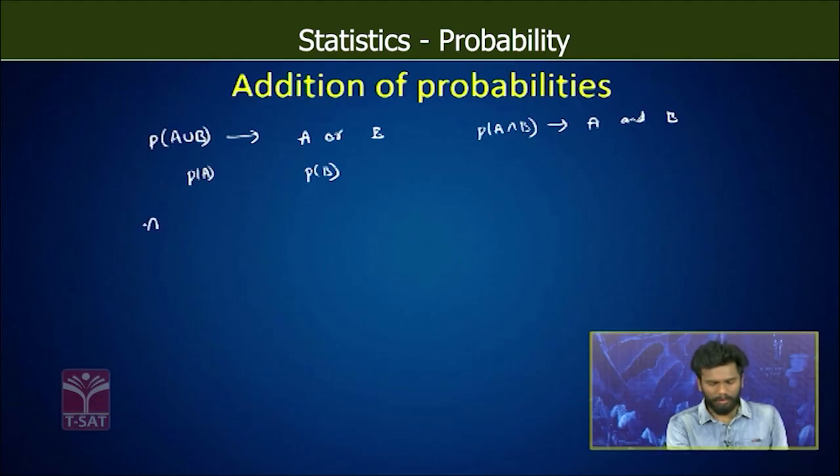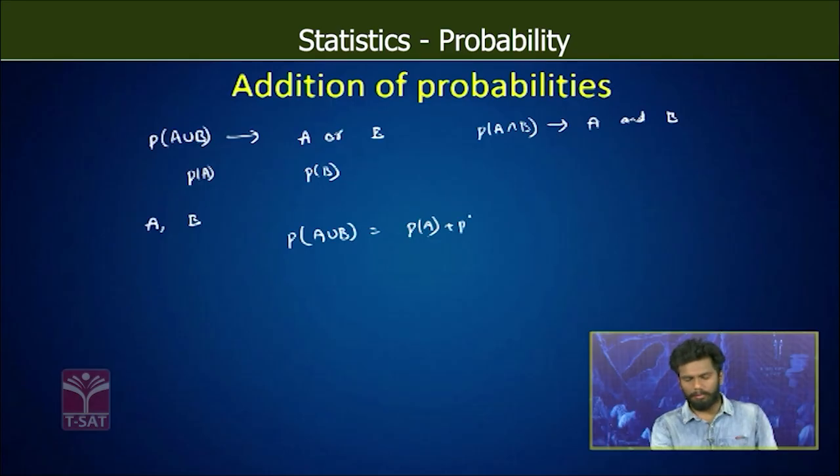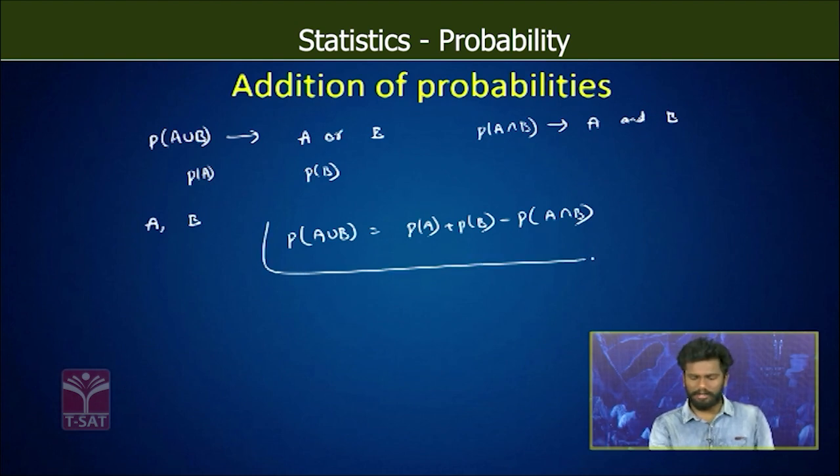Now when we have two events A, B, the probability of occurrence of A or B is given by the probability of occurrence of A plus the probability of occurrence of B minus the probability of occurrence of A and B. So this is the addition theorem of probability.